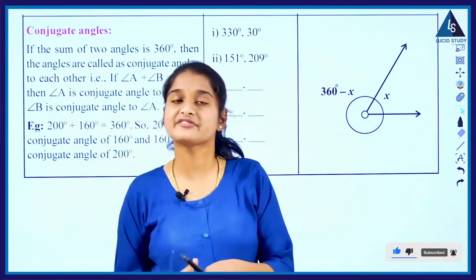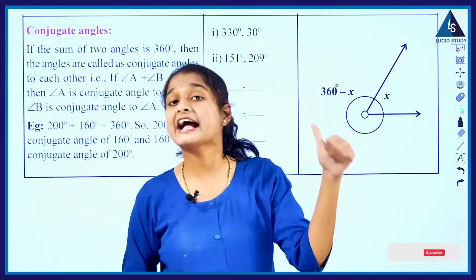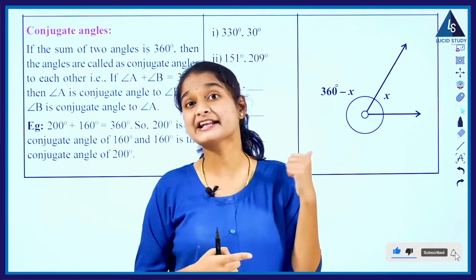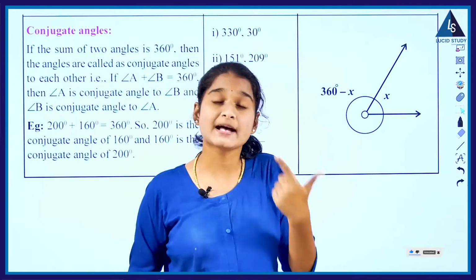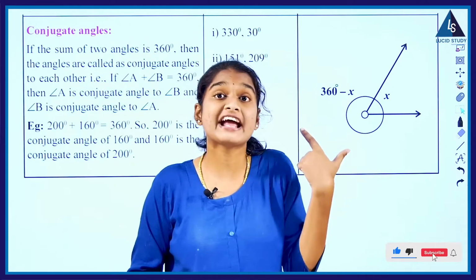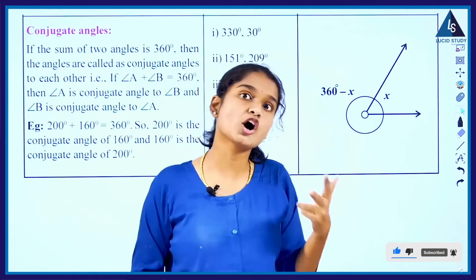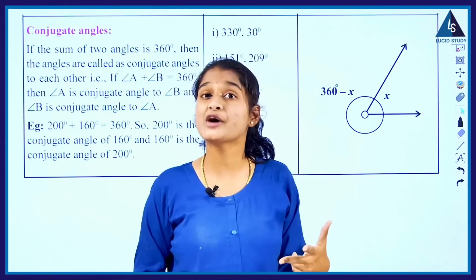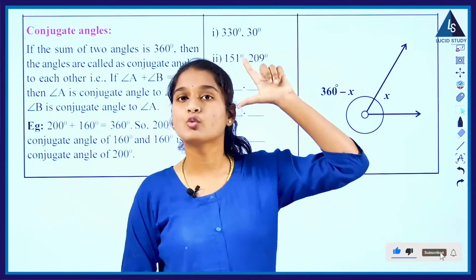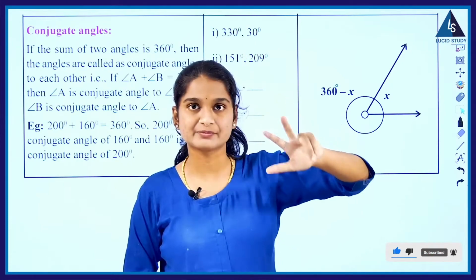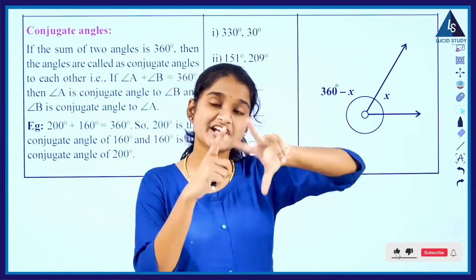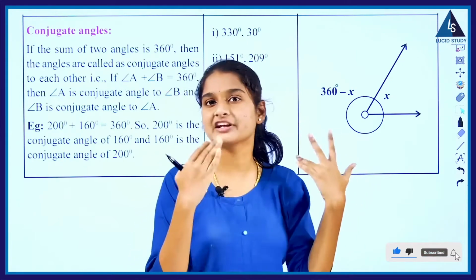Now let us revise everything once. Complementary angle. What is a complementary angle? Sum of two angles should be 90 degrees. What is a supplementary angle? Sum of two angles should be 180 degrees. What is a conjugate angle? Sum of two angles should be 360 degrees. 90, 180, 360. Complementary, supplementary, conjugate. Three types of angles. Revise everything again.